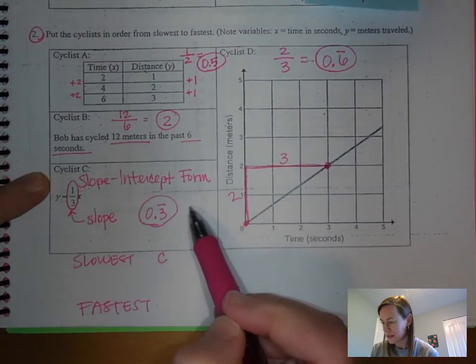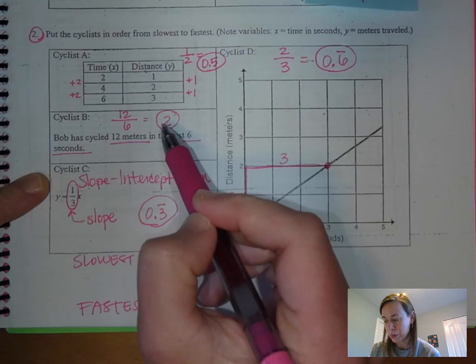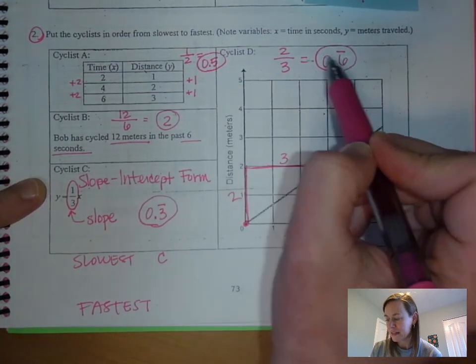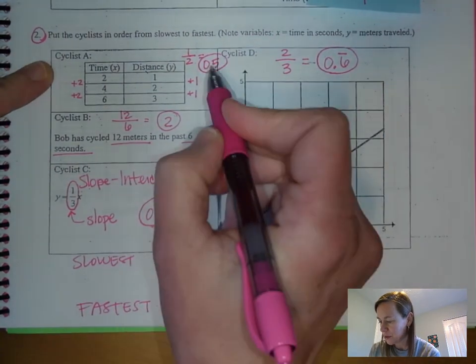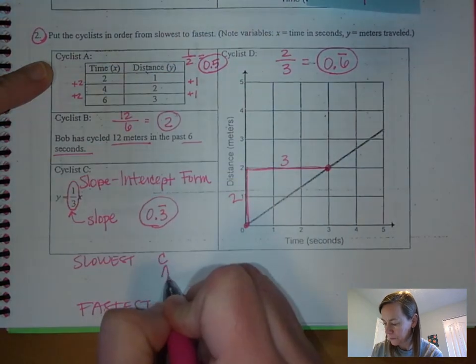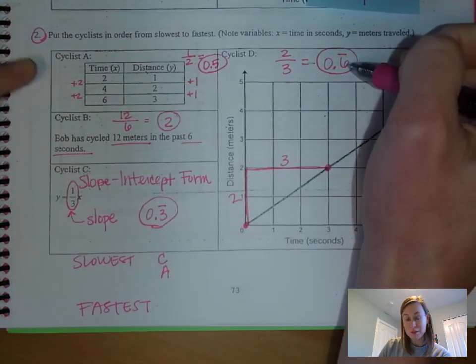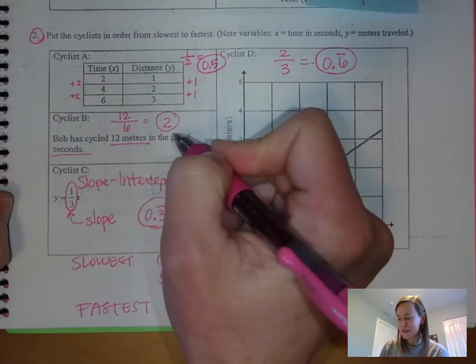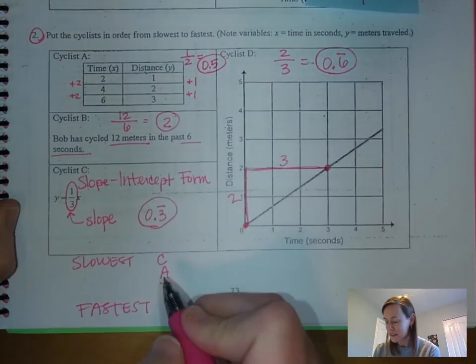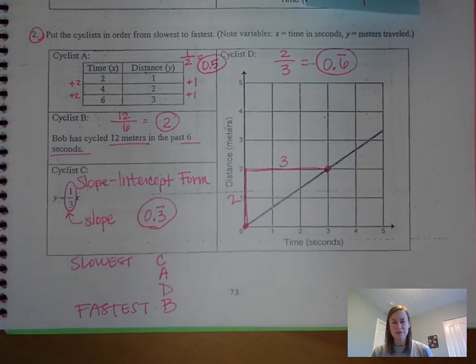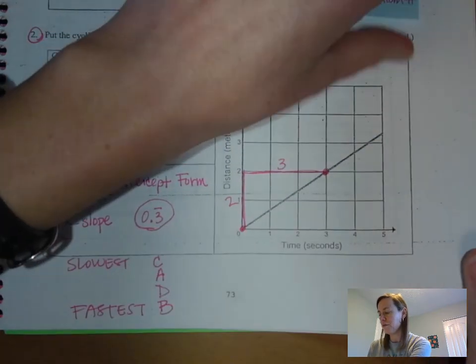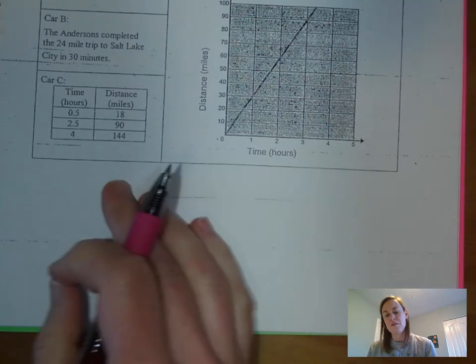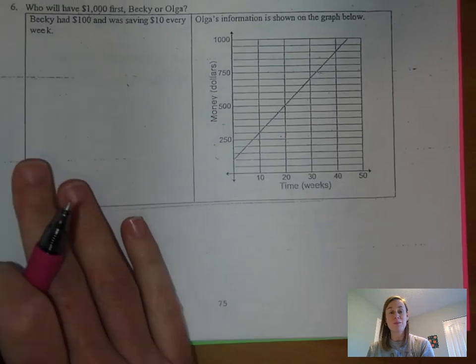Okay, what's the next lowest? Definitely not that 2. Either 0.5 or 0.6. 0.5 is lower, so that's cyclist A. And next would be this one with 0.6, so that's cyclist D. And then the fastest one, by far really, is cyclist B. Okay, and that's the answer to that one. Let's move on over to problem number, not that one, problem number 4.